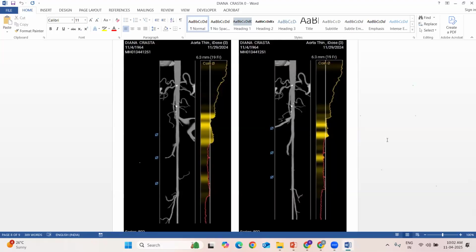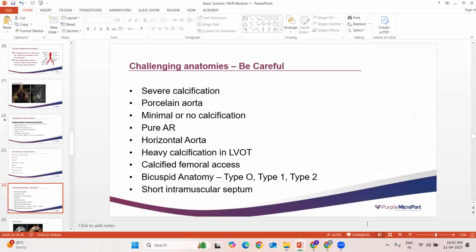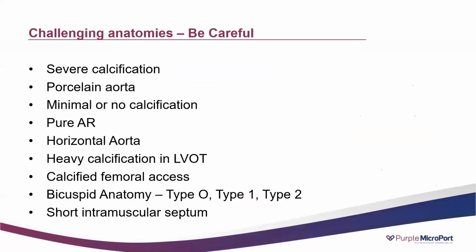Okay, everybody's fine? Yes. Can you all see my screen?